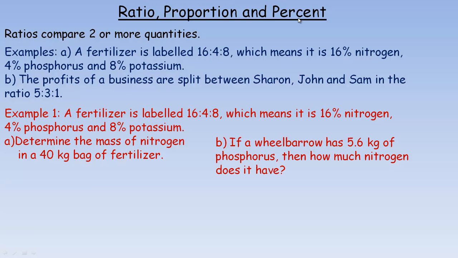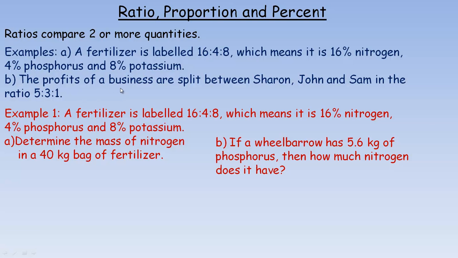So this first part here, a ratio compares two or more quantities. For example, a fertilizer is labeled 16-4-8, which means that it's 16% nitrogen, 4% phosphorus, and 8% potassium. Those numbers are all percentages. If you forget the order, but you know what the nitrogen, phosphorus, and potassium are, they're actually in alphabetical order. N is before P, and PH would be before PO.